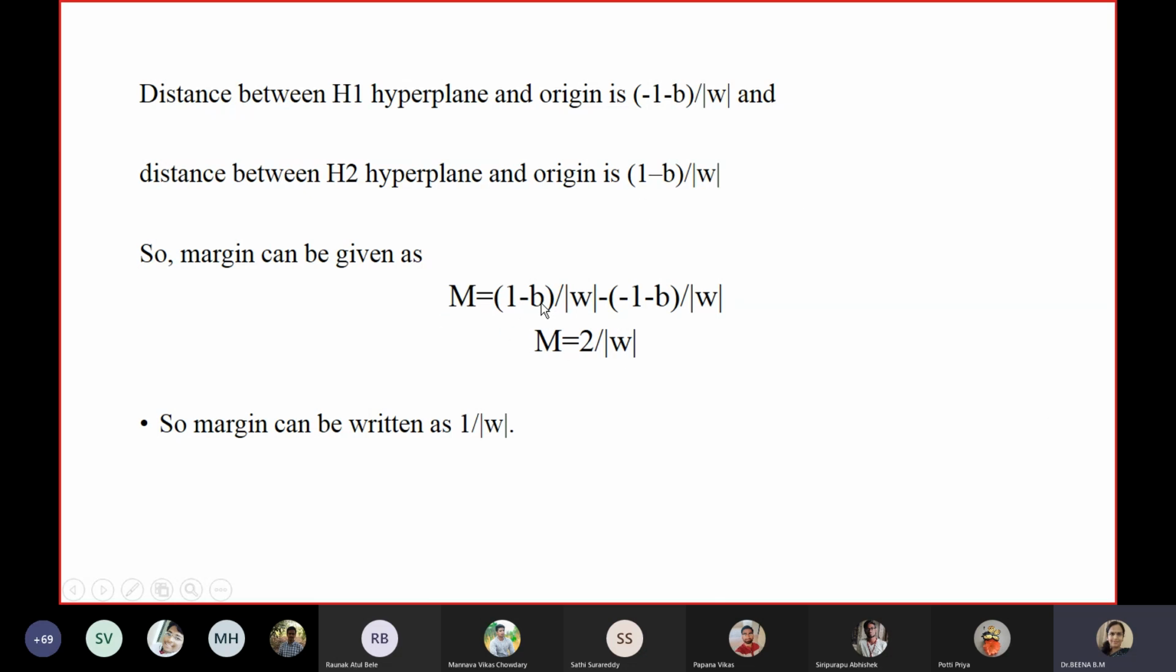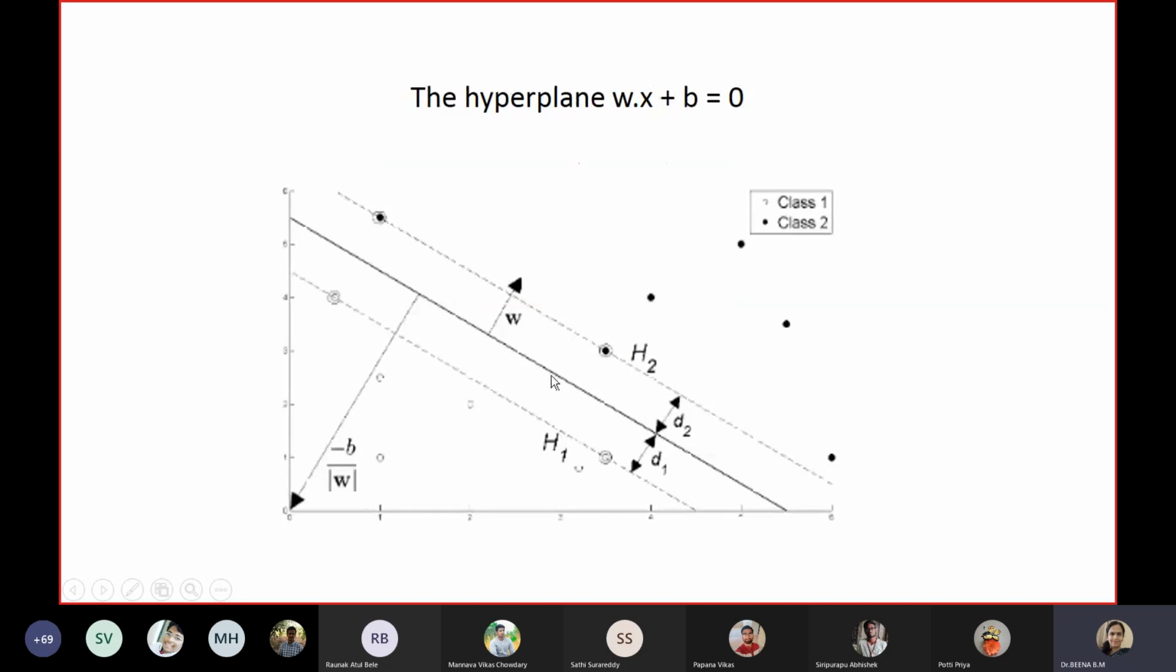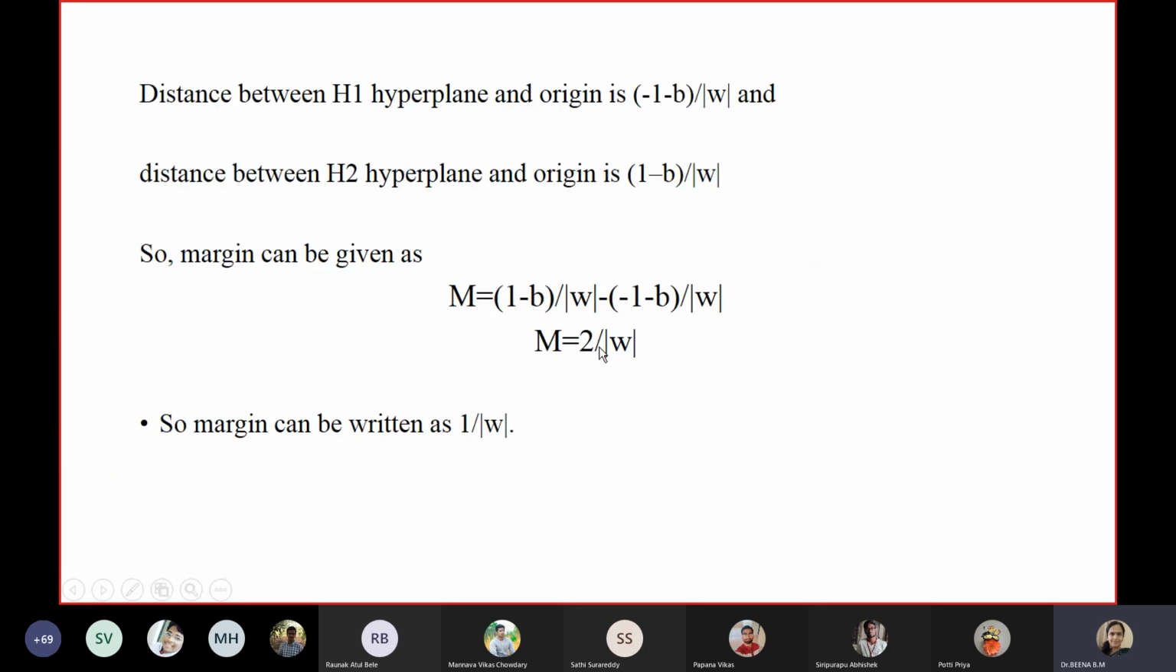M is equal to 1 minus b divided by modulus of w minus... you take this, combine these values, and if you simplify this, you will get m is equal to 2 divided by modulus of w. See here, this m is equal to 2 divided by modulus of w. Why is it 2? Because we are taking the combined margin, right? This margin is twice. So that is why we are getting 2 divided by modulus of w.